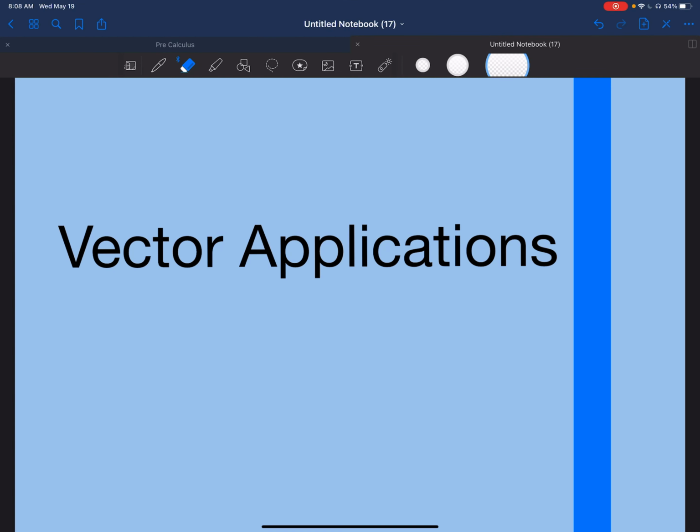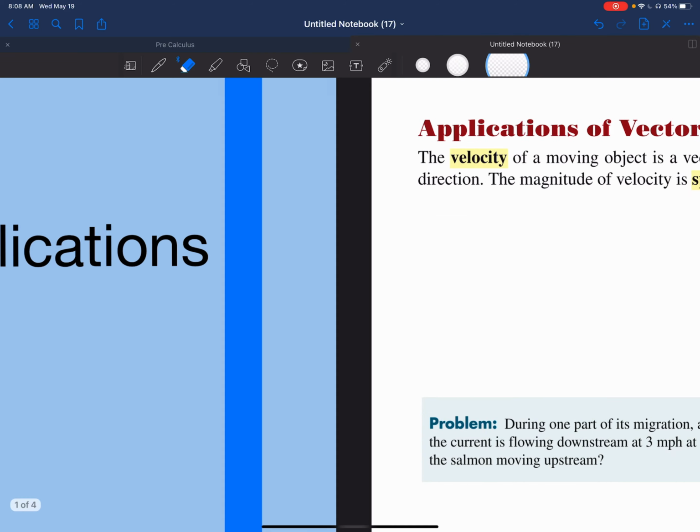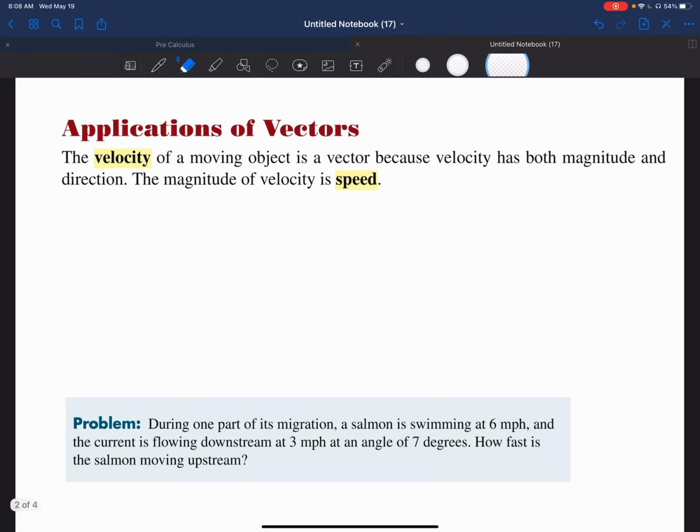Today we will be learning about vector applications. One of the most common applications for vectors is going to be dealing with velocity. Just so you know, the magnitude of any velocity vector is always going to be the speed. Remember the difference between velocity and speed is that velocity has a direction. Speed is just going to tell you how fast the object is going. Keep in mind that difference.